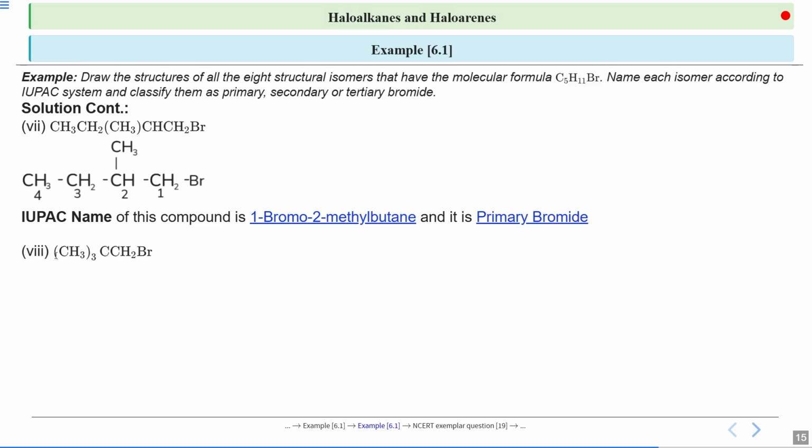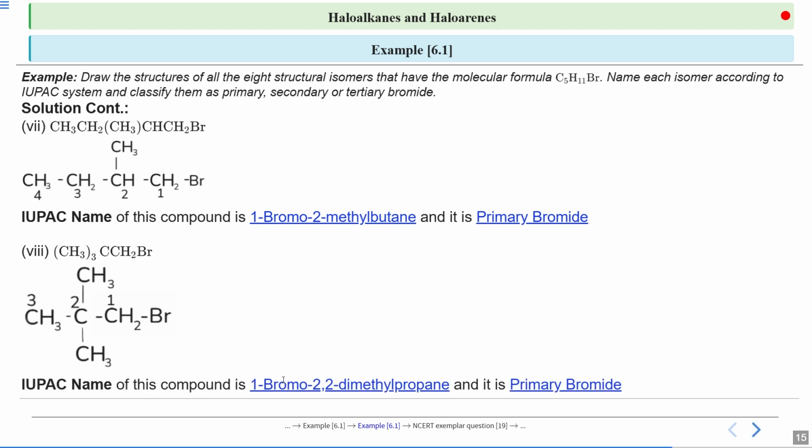The last isomer, the 8th isomer, is (CH3)3C-CH2-Br. The structure of it is this, that is CH3, C, CH3, CH3, CH2, Br. The carbon at which bromine is present should get the lowest possible number, so 1, and then 2, and then 3. The IUPAC name of this compound is 1-bromo-2,2-dimethyl, because we have at the second position 2 methyl substituents. So 1-bromo-2,2-dimethylpropane, because 3 carbons are present in our parent chain, and it is a primary bromide.